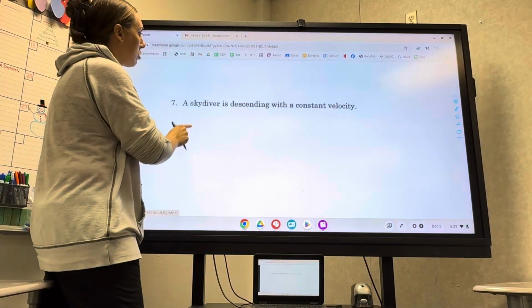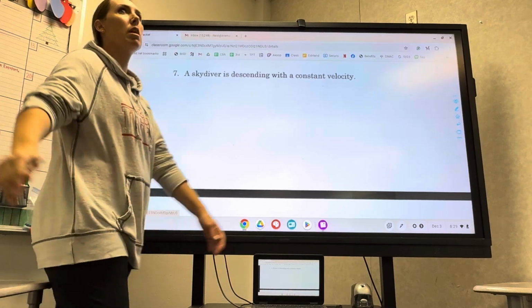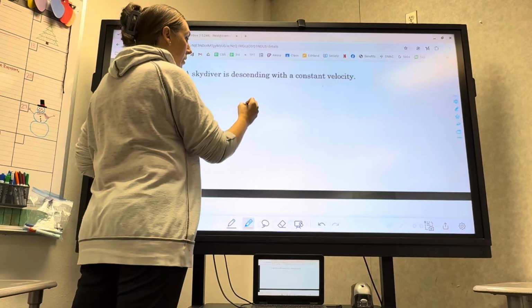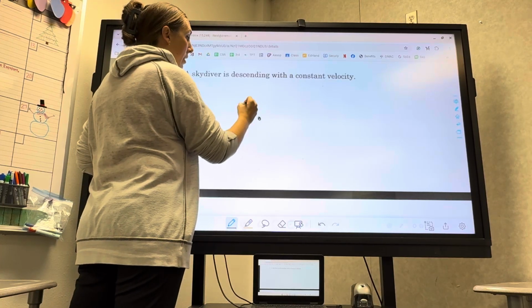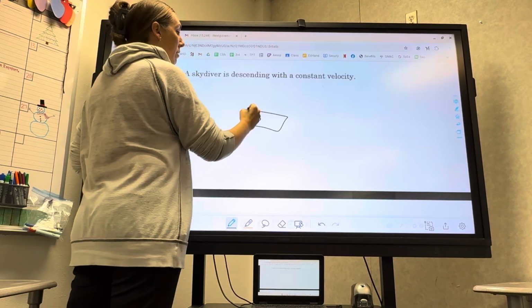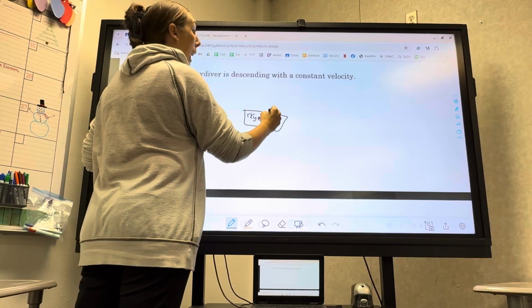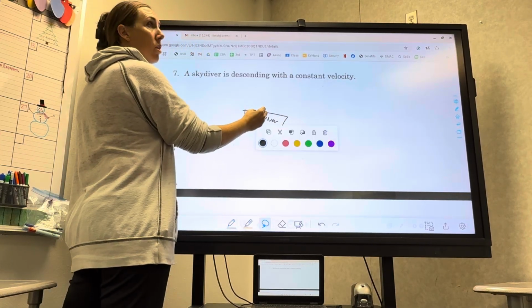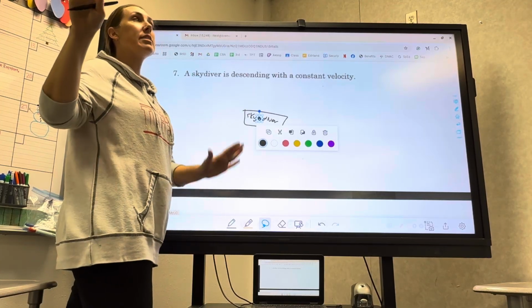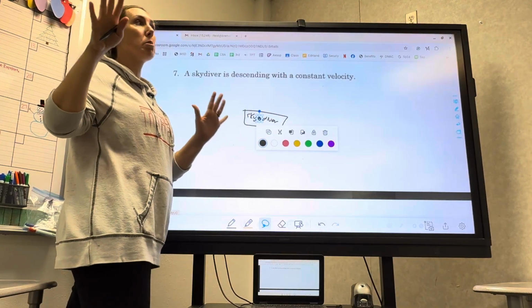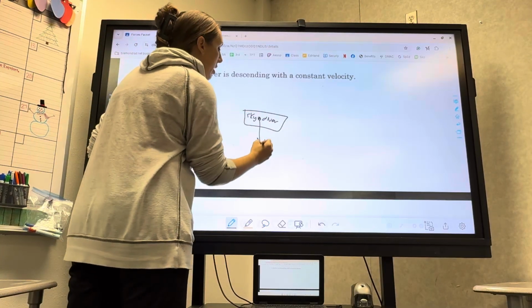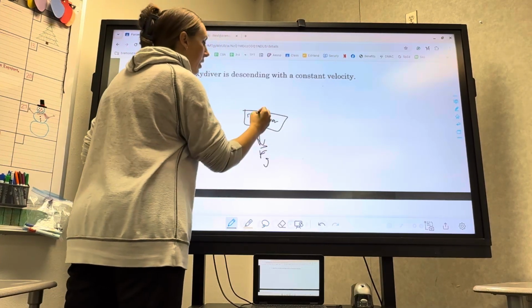Next page. A skydiver is descending. Same as the book falling, y'all. The skydiver. I'm not going to draw that. I'll just write in the box skydiver. Okay, it did not say the skydiver was pushed or pulled, so we're just going to assume free falling. That is, again, just the force of gravity.